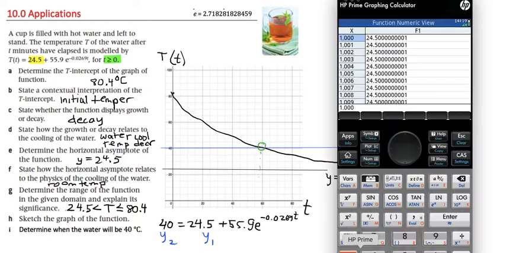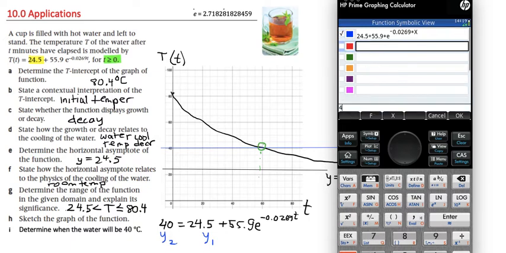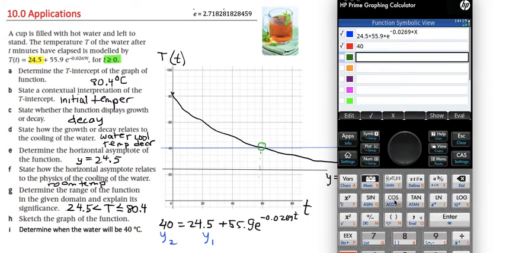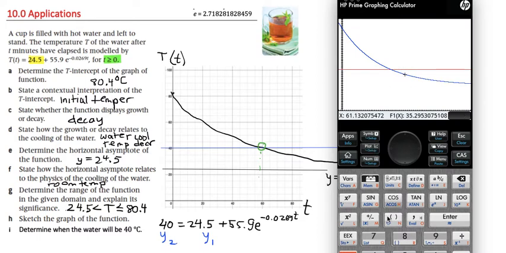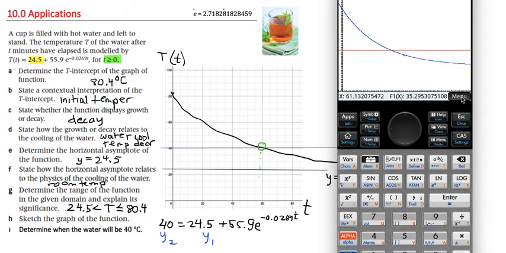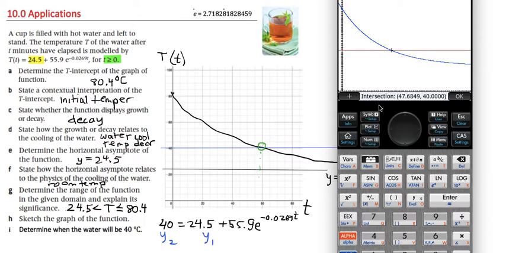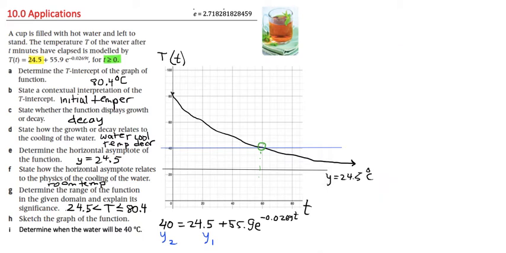So let's go to our calculators, and perhaps you already did, and I'm just going to go to the plot and let's enter that 40 in here. And then when we plot it, there it is. And then, just go to intersect. And what we have is 47.7 about minutes.